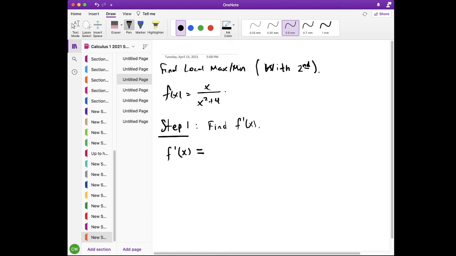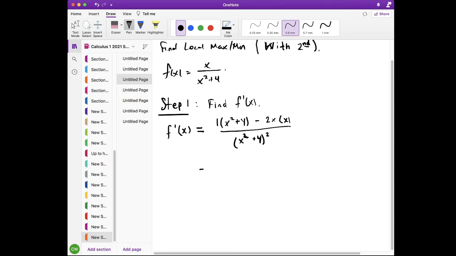So it's going to be 1 times x squared plus 4 minus 2x times x, and this is over x squared plus 4, squared. Let's clean this up a bit. We get x squared plus 4 minus 2 x squared. All right, yeah. So we have an x squared and we have a minus 2x squared. So this makes negative x squared plus 4.